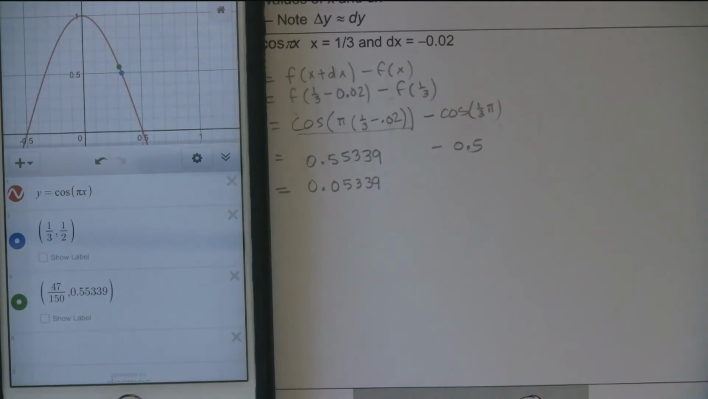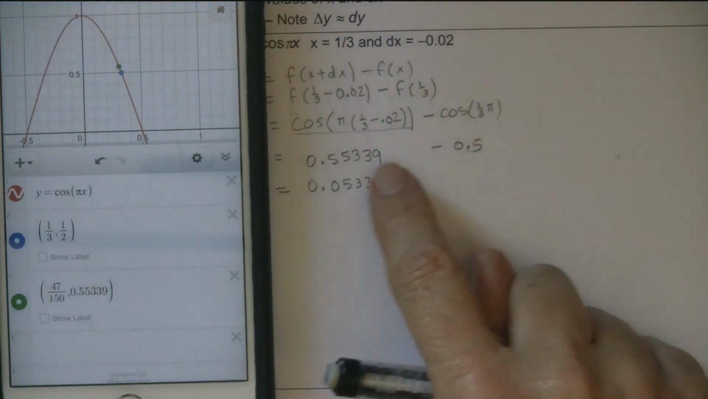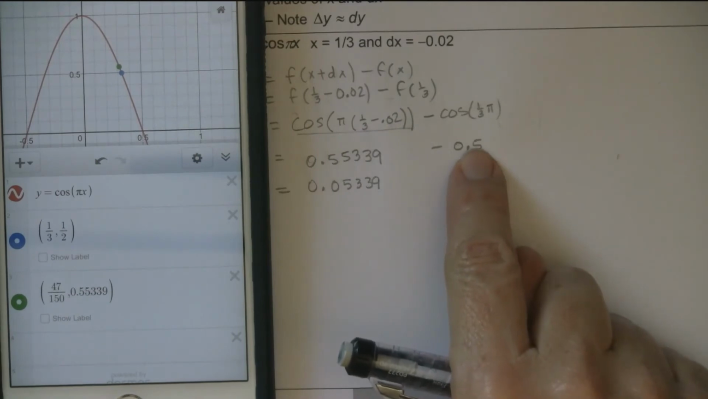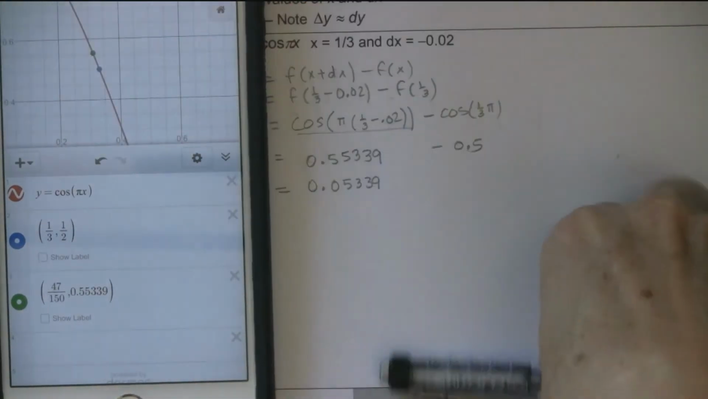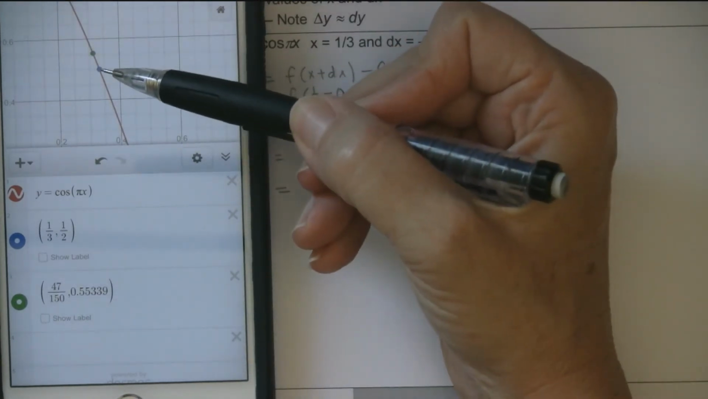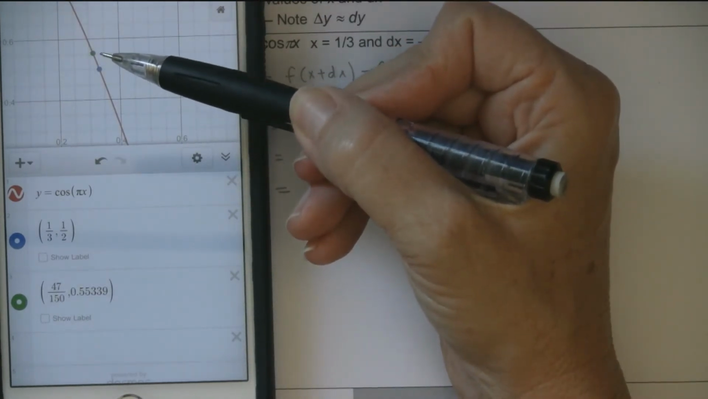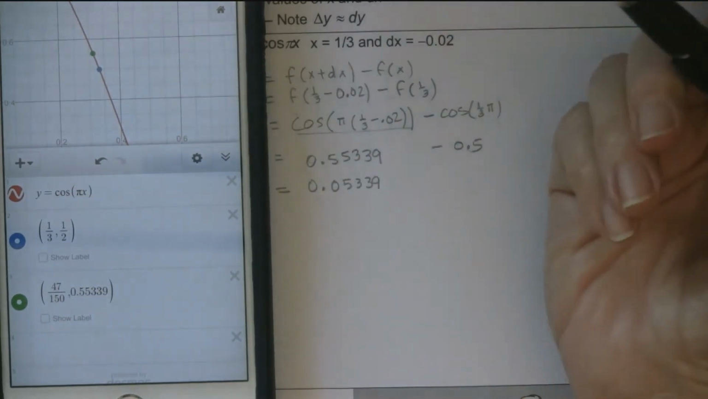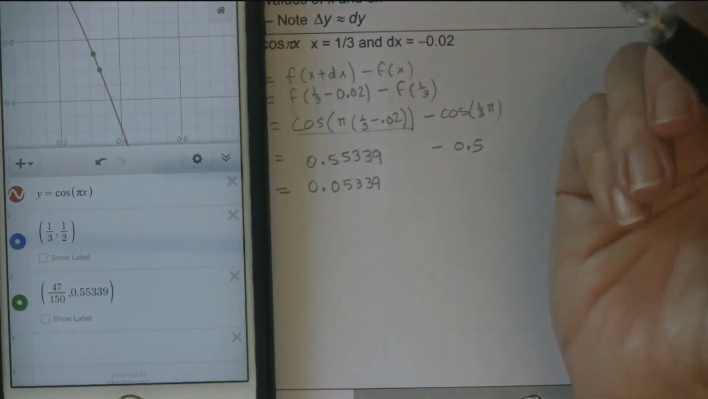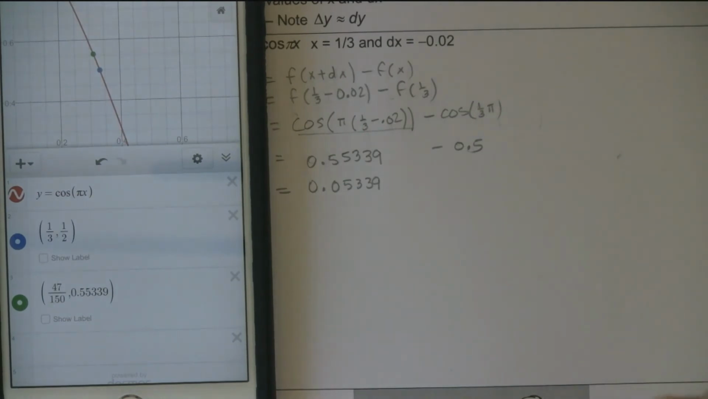And then what we're doing is we're finding the difference in the heights, right? And that is what delta y is. So this distance from here to there is delta y. And we found it exactly. Okay, so that's the story there.